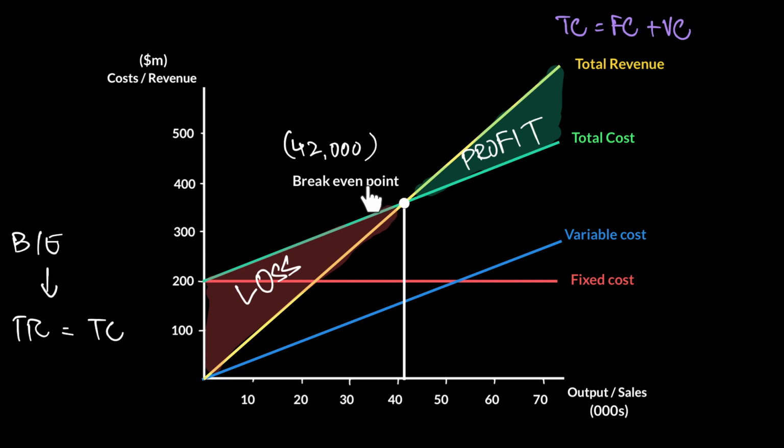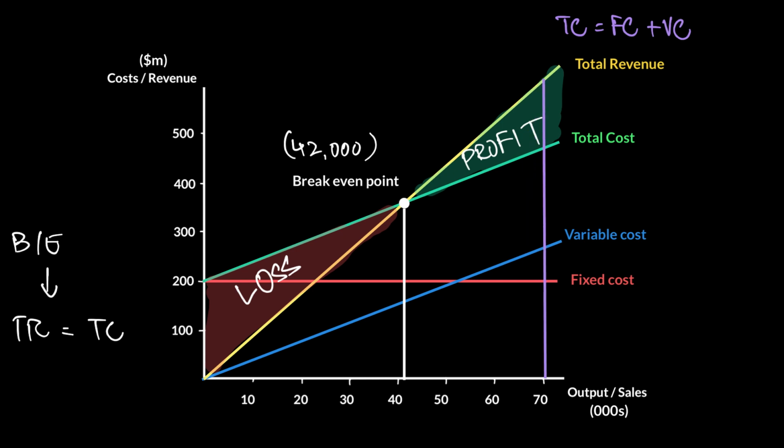Now, I know what you're thinking here. Okay, we've done all of this to identify the point where we break even. Is that all? Should we just stop producing there? And of course not. The businesses will continue to increase their output, because the more they increase the output, the larger their profit margin becomes. And that leads us to another concept within the break-even analysis called margin of safety.